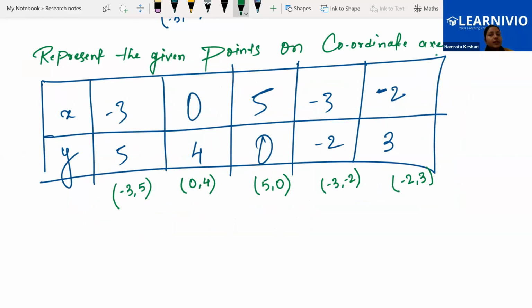Like what coordinates we are having. First, you will be able to take out the coordinates from the table, and then the representation is clear to you. How to locate the point, how to identify the point, that is clear to you already. From here you must realize what coordinates are given. So first we'll be representing -3, 5, then 0, 4, then 5, 0, then -3, -2, and then this one.